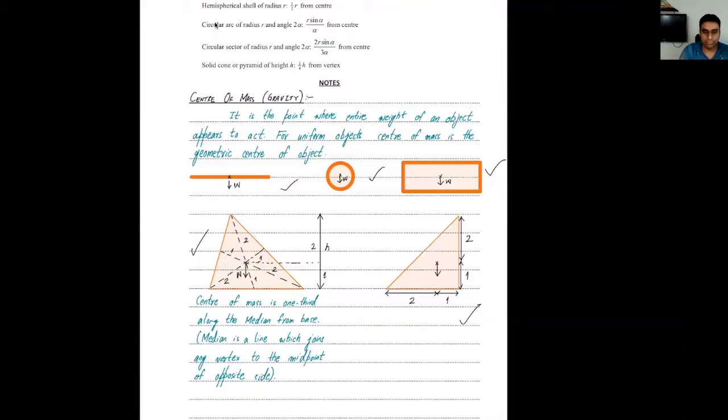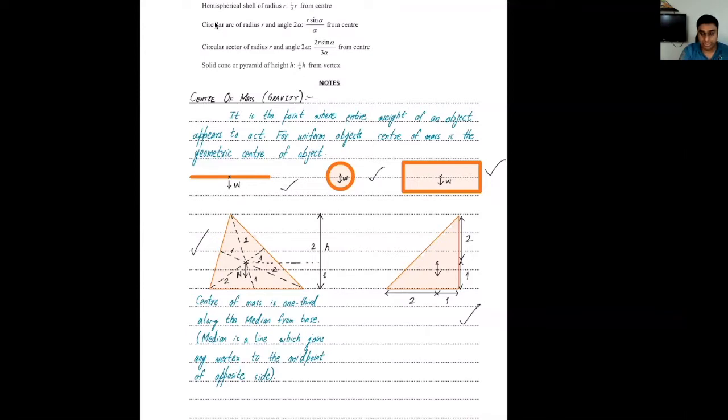Center of mass or the center of gravity is the point where the entire weight of an object appears to act. So in some cases, you'd have point masses and you'd have masses only at one specific point, and you would know that that's where you would mark the position of weight. In some cases, it won't be.